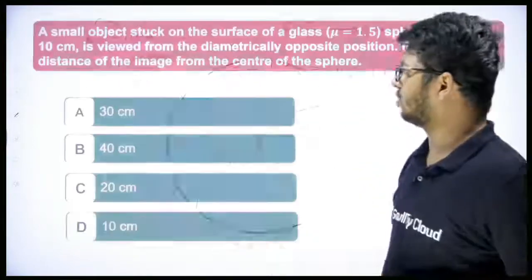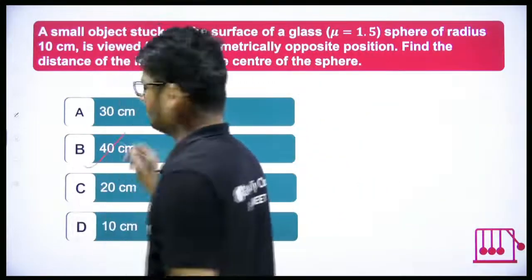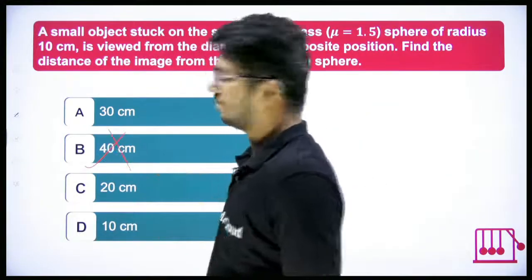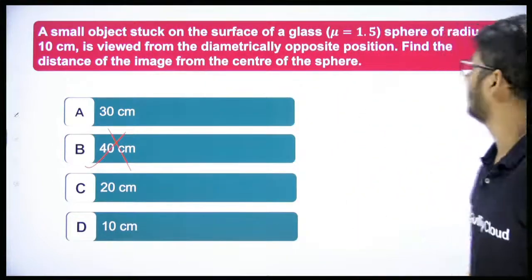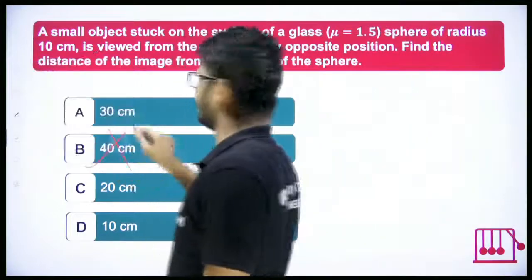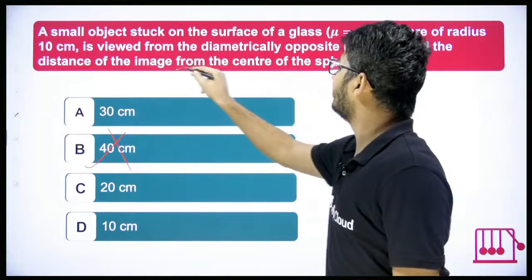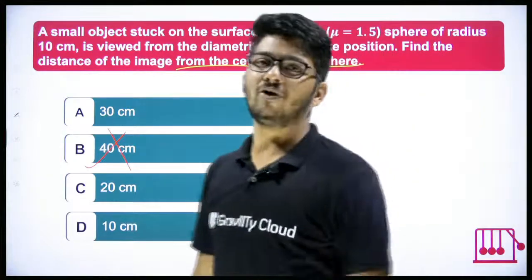So let's come back to the question once. Is the question done? Did we get the answer? Is the answer 40 centimeter? No. Why? Just look at the question, at the end of the question. Find the distance of the image from the center of the sphere. That's what we have to do.